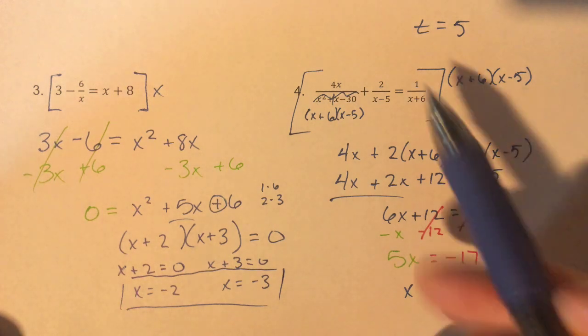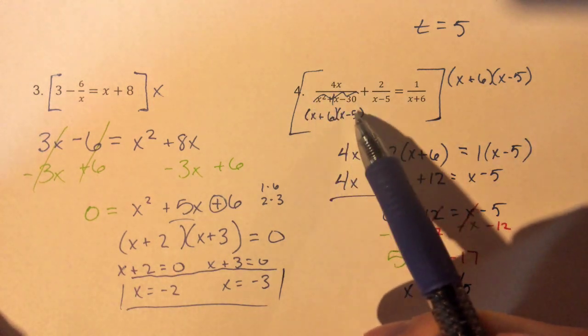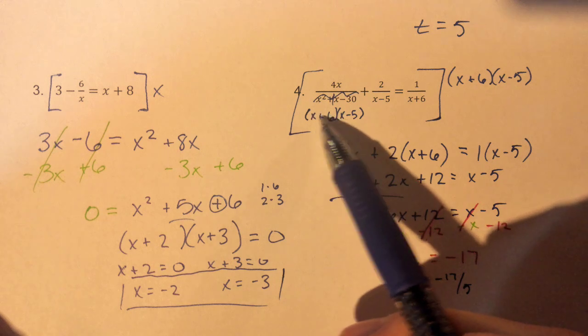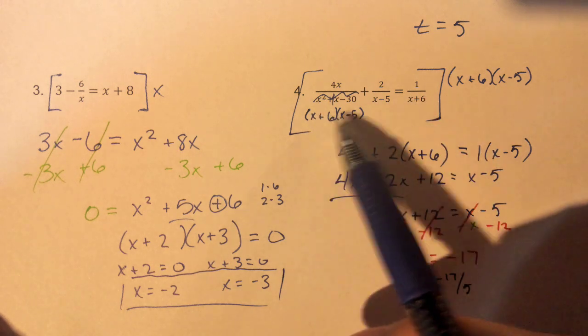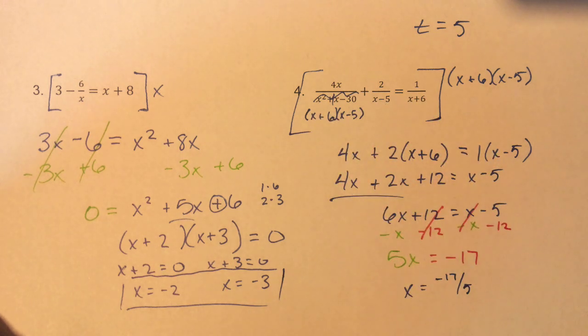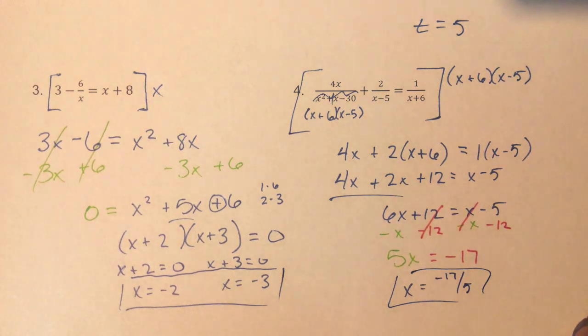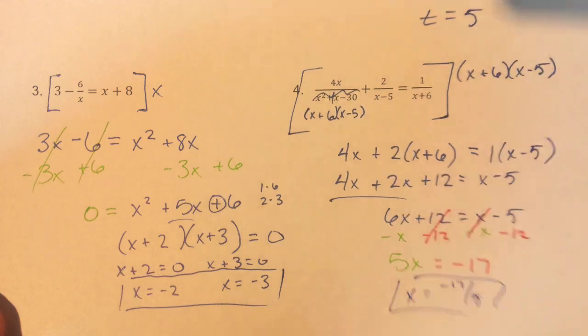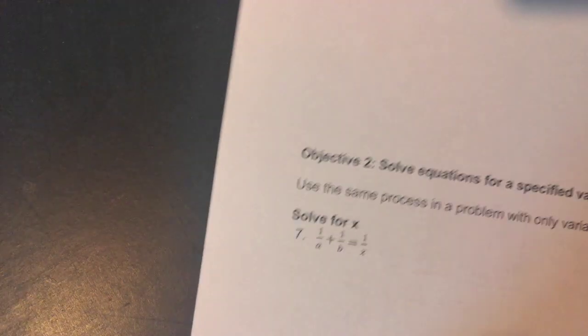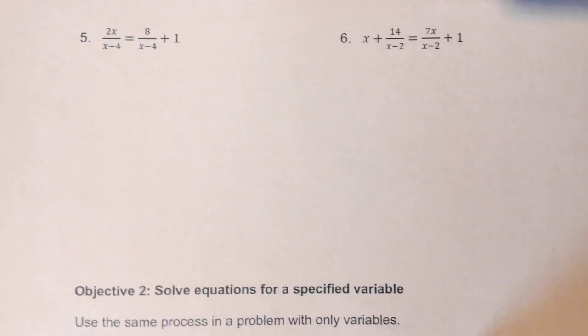Now we just have to look, again, check our answers. What could x not be? X could not be negative 6, because that would make 0 in both of these denominators, and x could also not be 5. So since we didn't get either of those, this answer is perfectly fine. We'll flip it over to the back and do a few more examples. I think I just have a couple more of those.